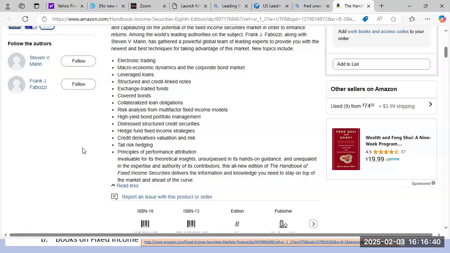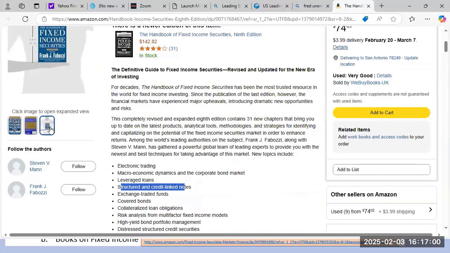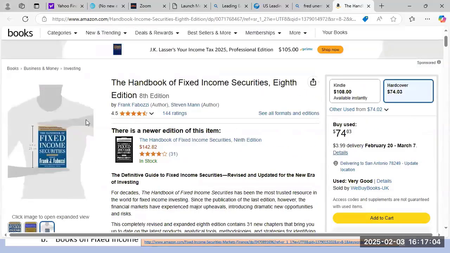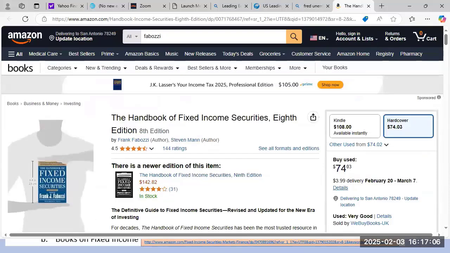We'll talk about mortgage-backed securities, which is a big part of this book. But I mean, you've got collateralized loan obligations. This list doesn't even cover most of it. You've got some structured, but it doesn't have mortgage-backed, asset-backed, those kinds of things in it. Boy, I wish I could show you the index. So, very good book.